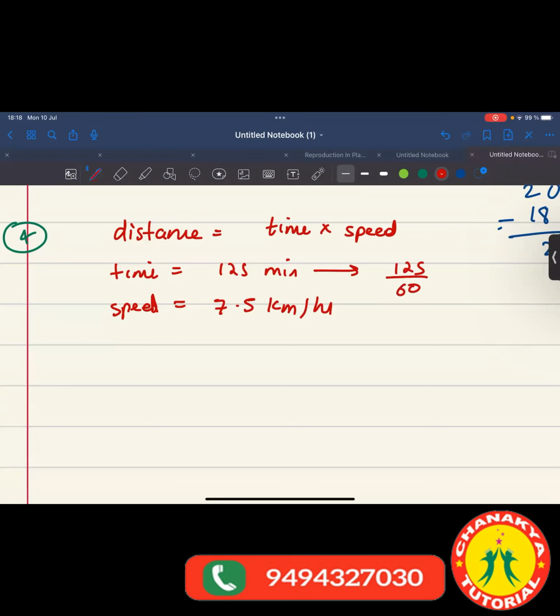125 divided by 60. So 5 twos are 10, 5 fives are 25. 5 ones are 5, 5 twos are 10. So 25 by 12, it will be around 2.08. Okay, everybody do it, work it out and tell me if you're getting this answer. I want all of y'all to do it. 125 divided by 60. Everybody's getting 2.08. Only if y'all are telling yes, I can go to the next problem. Yes, ma'am. Okay. All of y'all?